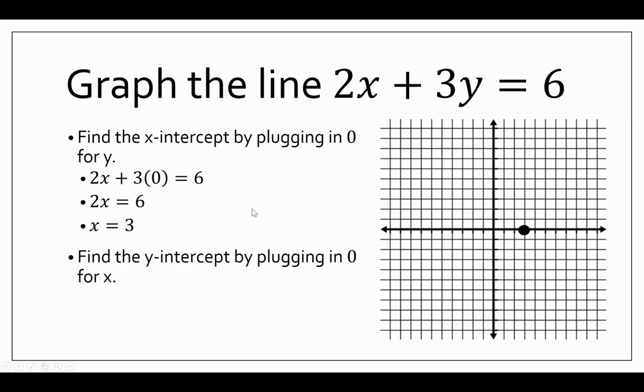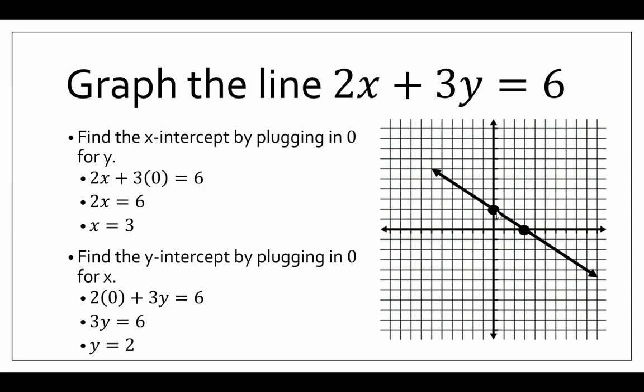Do the same thing for the y-intercept, the y-axis. Plug in a 0 for x. 2 times 0 plus 3y equals 6. So 3y equals 6, divided by 3, we get y is equal to 2. So at the point (0, 2) is where we'll also cross the axis. And then we can connect those dots using a line. You know what I mean.